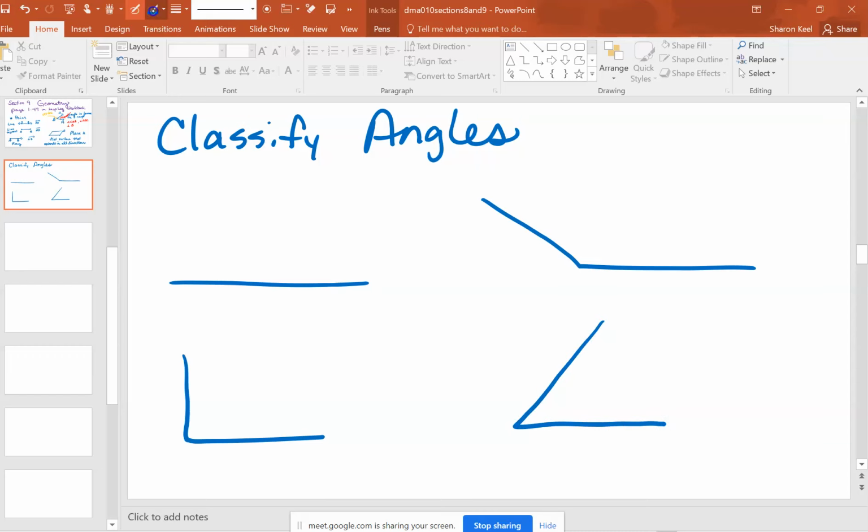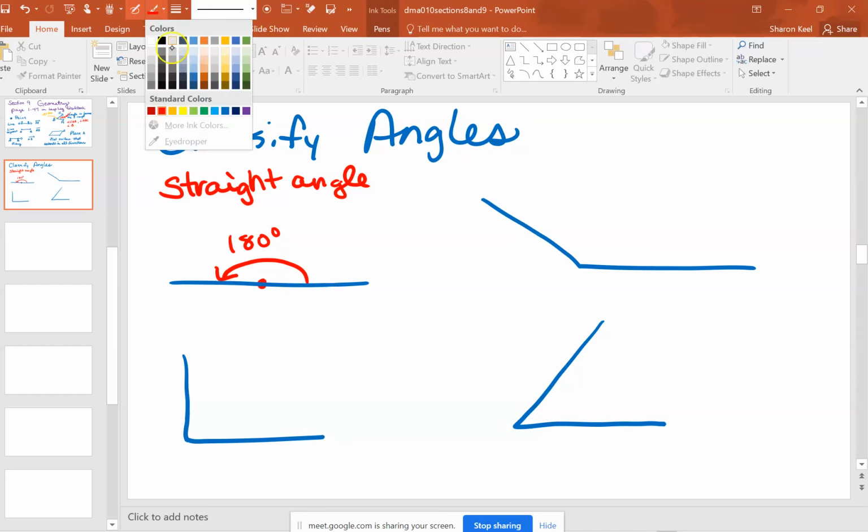Now, the name of this first angle here, this would be like my vertex. The measurement of the degrees is 180 degrees. 180 degrees is represented by what we call a straight angle. It looks like a straight line. A straight angle actually is a straight line, and it specifically has a measurement of 180 degrees.